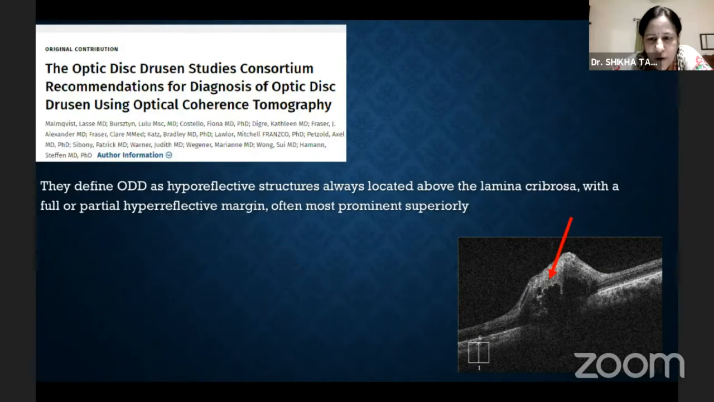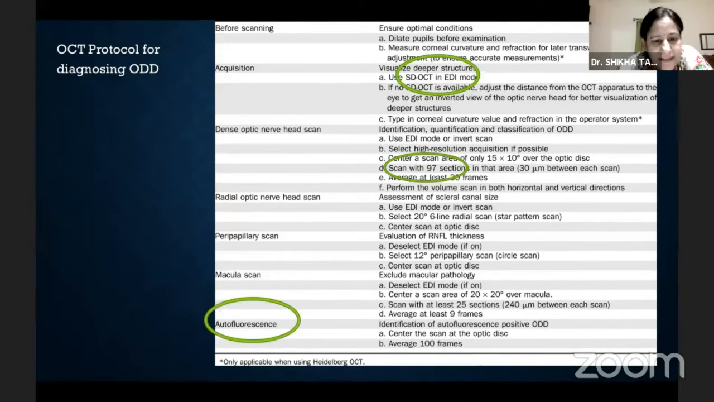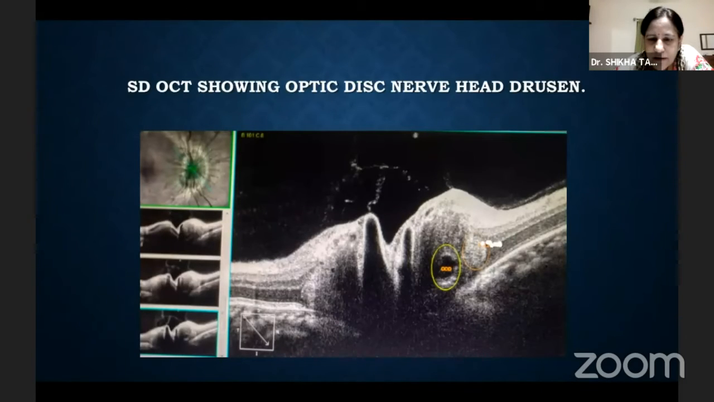A consortium was formed, and the consortium said that the drusen actually was a hyporeflective area with these superior crenated margins, and that to visualize this, you require SDOCT EDI mode, 97 sections, and you can also pick up the autofluorescence if you're using a Spectralis machine. So we looked for it, and we also found the drusen. This is the drusen defined by the consortium, and this is the discrete lesion which we had initially thought to be the drusen.